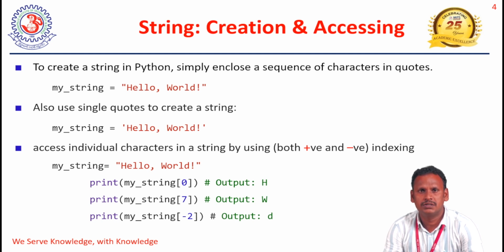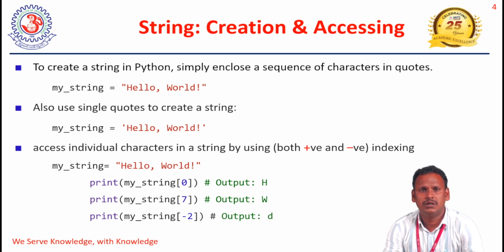Whenever you are creating a string, each and every character in the string is associated with an index. In Python, we have two types of indexing. The first one is positive, the second one is negative. Positive indexing starts from left to right, and negative indexing starts from right to left. The positive indexing default starting value is 0, and the negative indexing default starting value is -1. From right to left, negative indexing is -1, -2, -3, and so on. From the left side, positive indexing is 0, 1, 2, and so on.